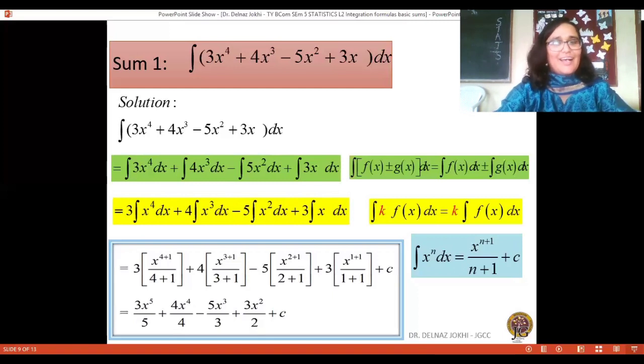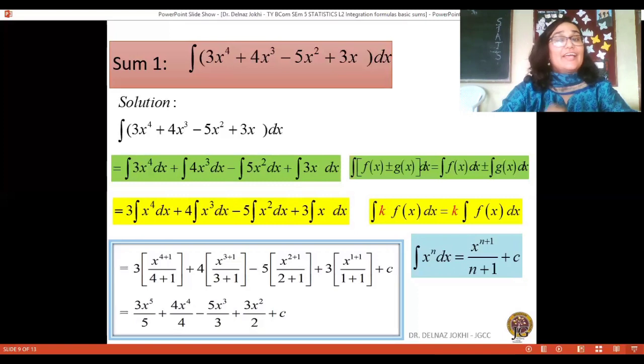3 को मैंने copy किया. x बेस में था. पावर में कुछ भी नहीं माने 1. Very good. So x power n plus 1. 1 plus 1 upon 1 plus 1 plus c. Plus c हमेशा एक ही बार लास्ट में लिखते हैं. So, what is the final answer? I'm sure you would like to write it in a better way. So check it out. It is 3x power 5 upon 5 plus 4x power 4 upon 4. Cancel हो जाएगा. Very good.